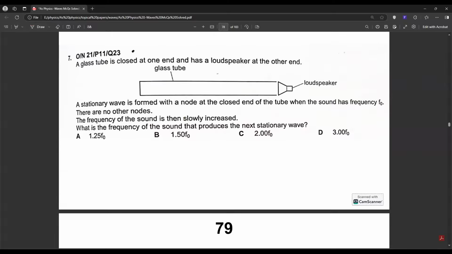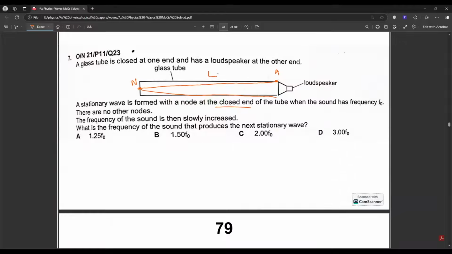A glass tube is closed at one end and has a loudspeaker at the other end. If the glass tube is closed at one end, you will have a node here and an antinode here. A stationary wave is formed with a node at the closed end and the antinode. The frequency is f naught.